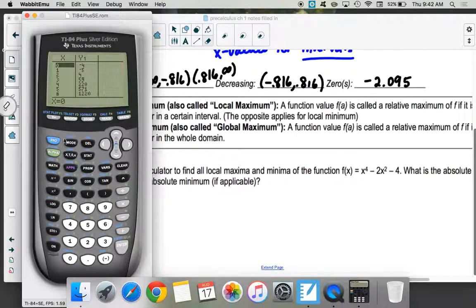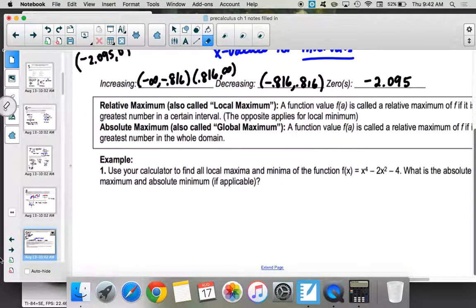Let me make it so I can plug whatever into the table. Did you guys know you have a t-table on your calculator? It's so exciting. So if you go to table and you put in negative 1, you get negative 5. So that's how you can check to see you have that point. Greta, did you have a question?